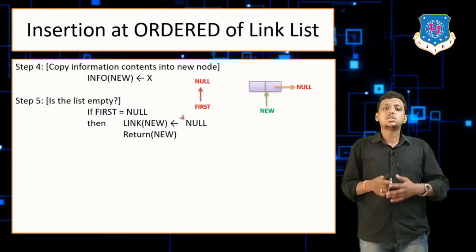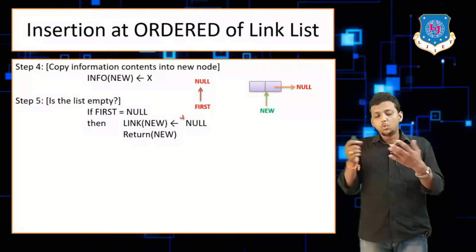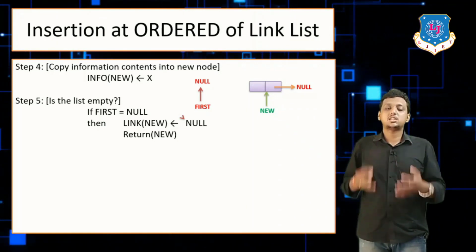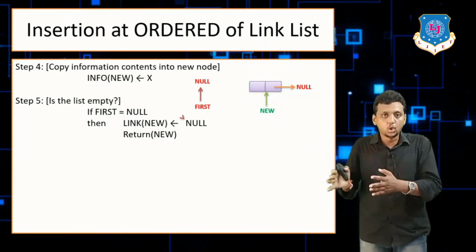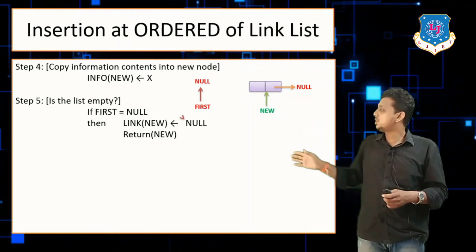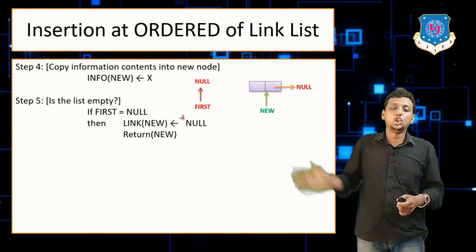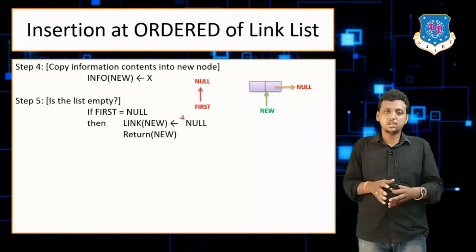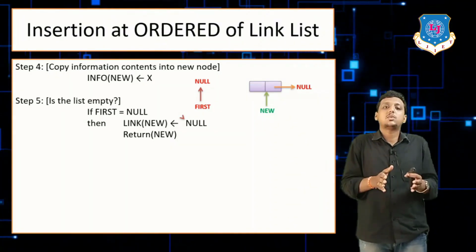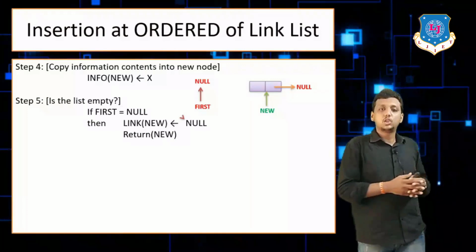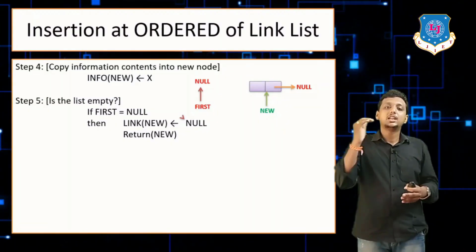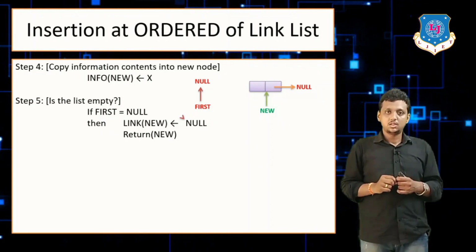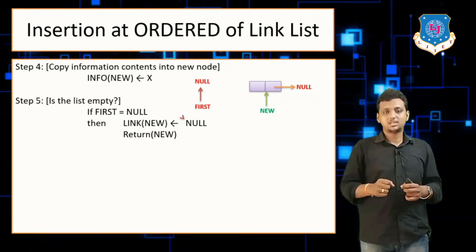So what you need to do is just write return new. Why? I already told you we return the address of the first node, that means the pointer value of the first node, that is return new, because new is pointing to it right now. New is your first node, new is your last node. That's why the link of new is equal to null, and we write return new. So this is your first condition, when the linked list does not exist.